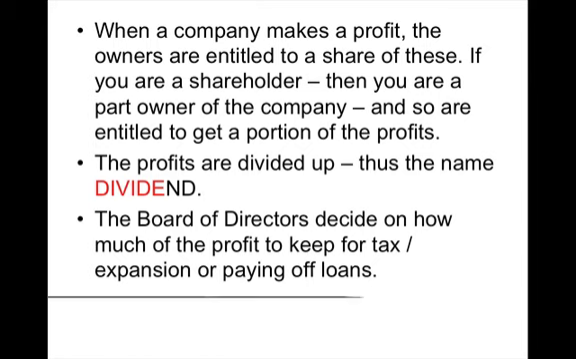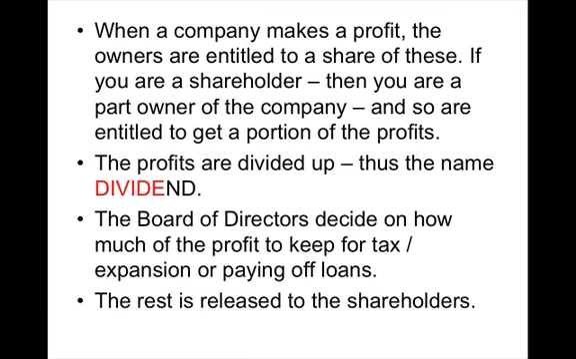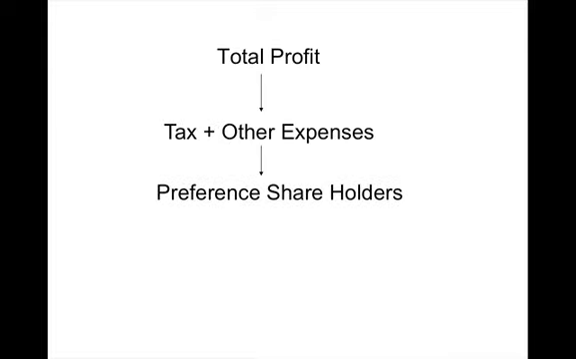So they make this decision, and the money is released to the shareholders. The total profit gets divided up for tax and other expenses. That gets taken out, and then the preference shareholders get paid first. They get paid a fixed percent, and they will always get that amount. Then if there is money left over, it goes to the ordinary shareholders. So preference shareholders first at a fixed rate, and ordinary shareholders get the leftovers. Sometimes the preference shareholders might get more than the ordinary shareholders. Other times the ordinary shareholders will get more than the preference shareholders, depending on the profit and on how many preference shareholders there are and things like that.